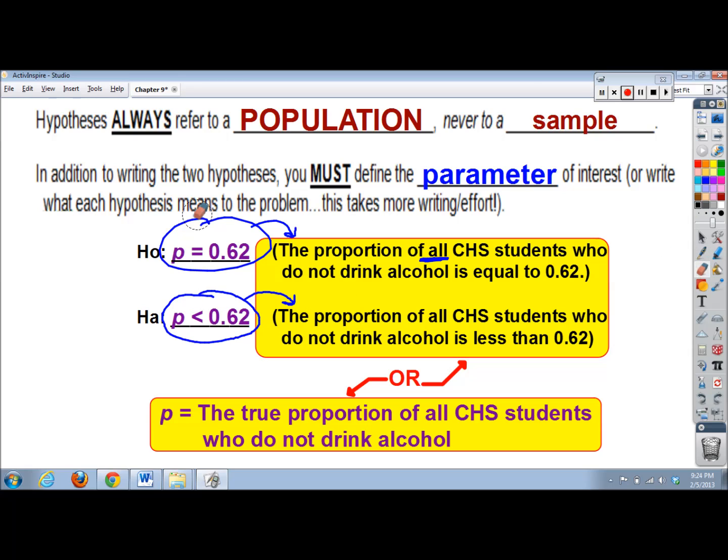Or, like I said, you don't have to write both of those things out in a sentence. You could just say, well, P equals the true proportion of all CHS students who do not drink alcohol. So basically this statement here is to just say what those two parameters mean there. Okay?